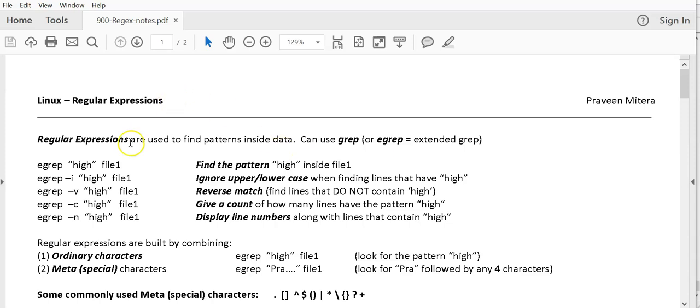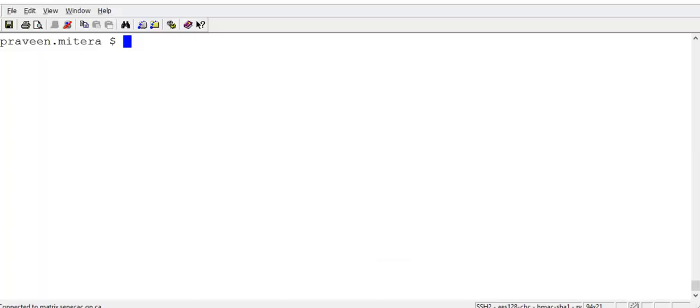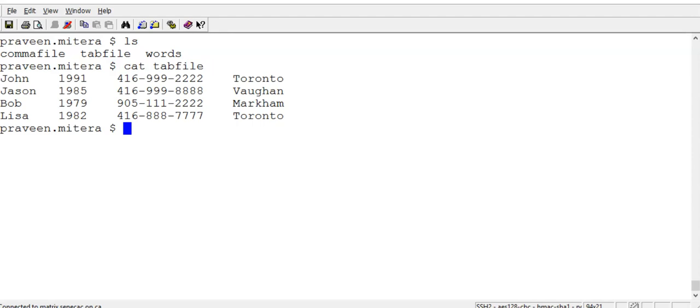The simplest way to detect patterns with regular expressions is when you know what you're looking for exactly. So in this example, let me go to the Linux server. I have a bunch of files here. If I look at my tab file, well, this is a small file. So of course I can just look at it, and if I'm looking for JSON as the pattern that I want to find, I can simply say, yep, there's the pattern I'm looking for.